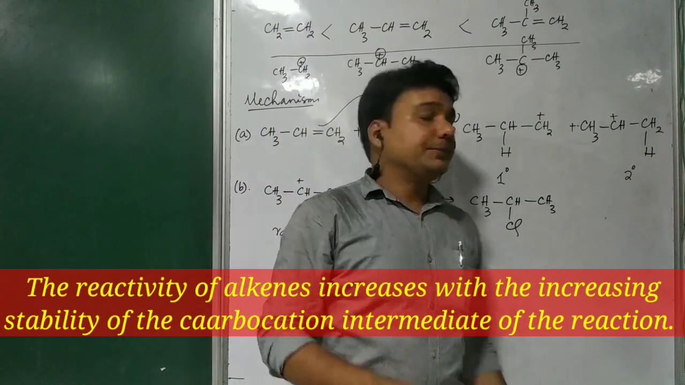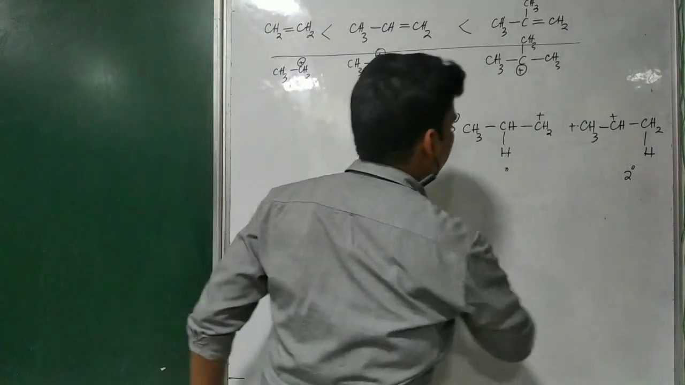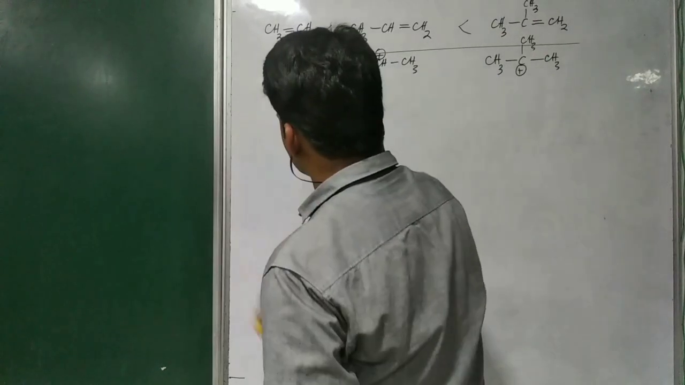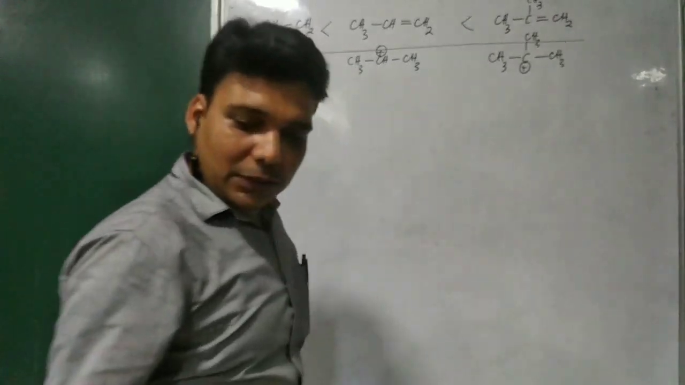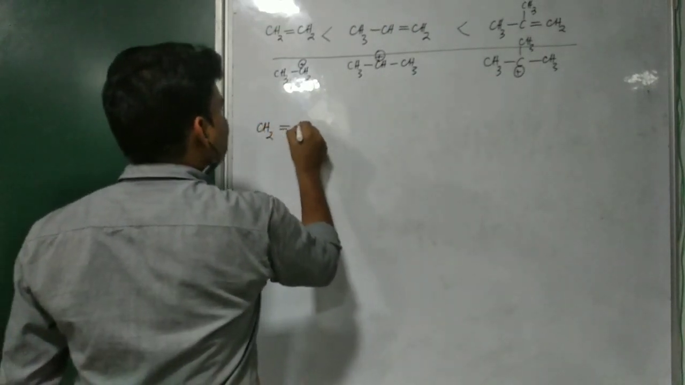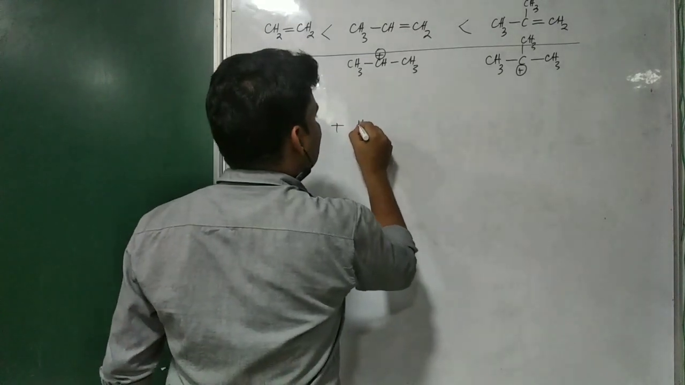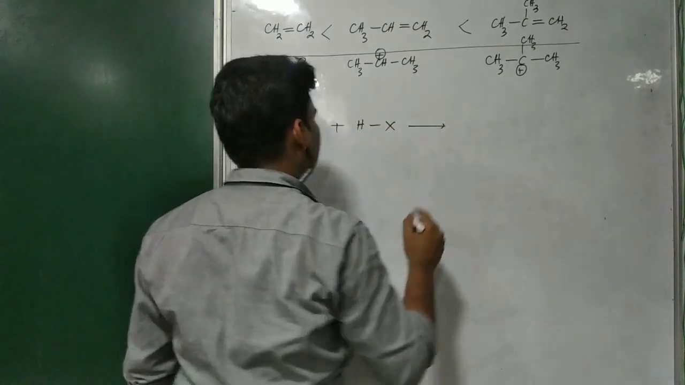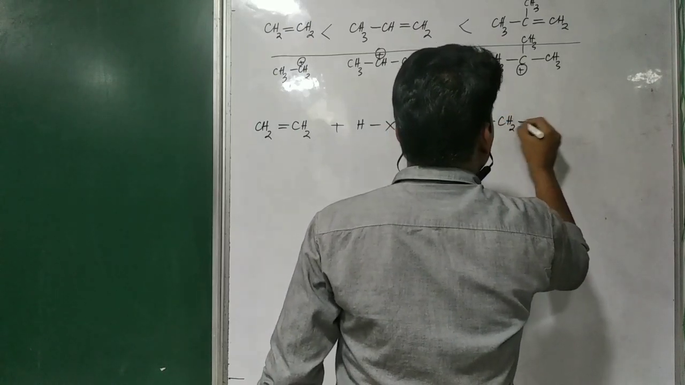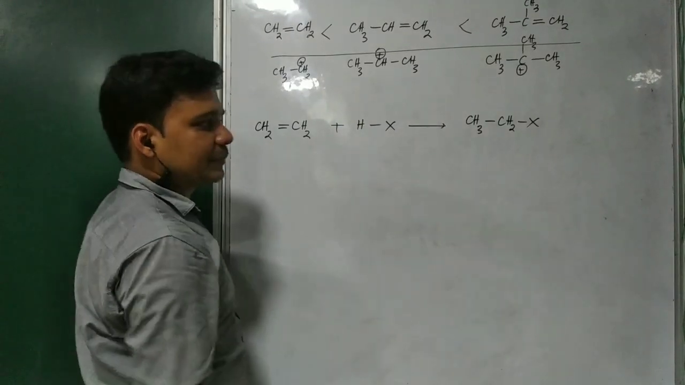You have to remember what I have told today. If I need to prepare an alkyl halide from an alkene, then first of all we need to think whether the given alkene is symmetrical or unsymmetrical. This is a symmetrical alkene. When HX is added to it, you will get one alkyl halide. You need not be confused. This is a symmetrical alkene. Okay?